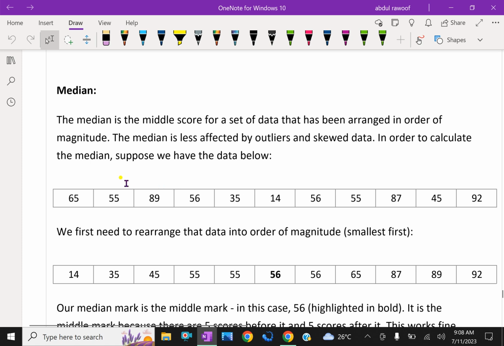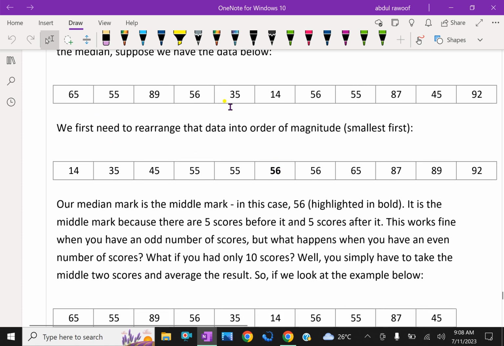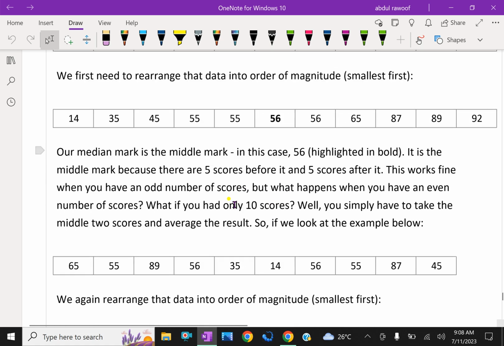In order to calculate the median, suppose we have the data like here. Because these data are given, we first need to rearrange the data in order of magnitude. So the lowest is 14 and the highest is 92. It is ordered ascending. Our median mark is the middle mark, that is here 56, because there are 5 on either side. So the middle of the 20 is 56, the median.